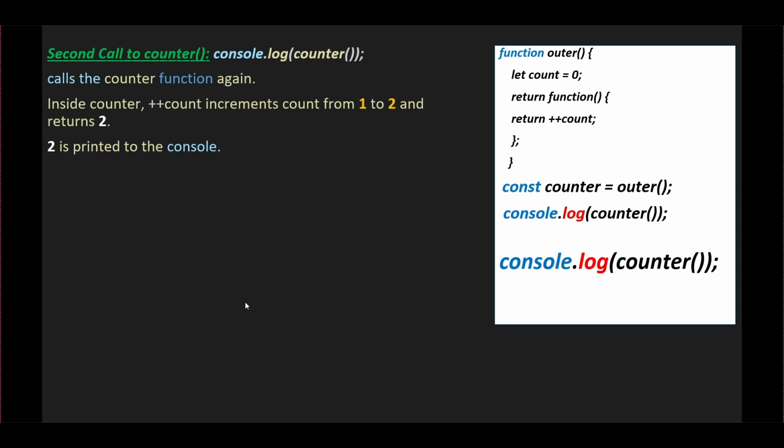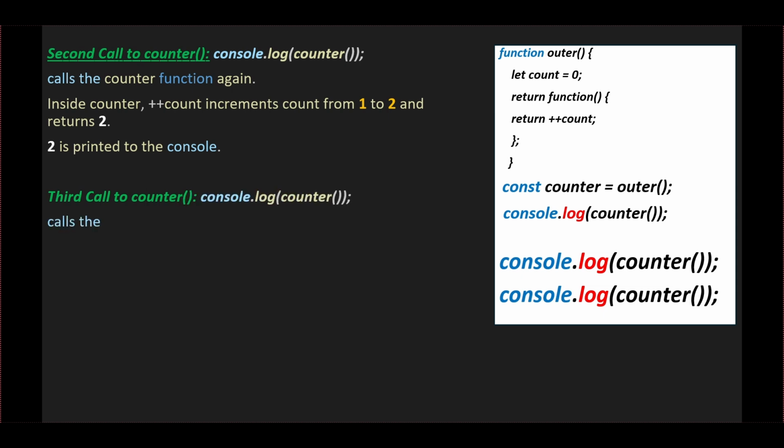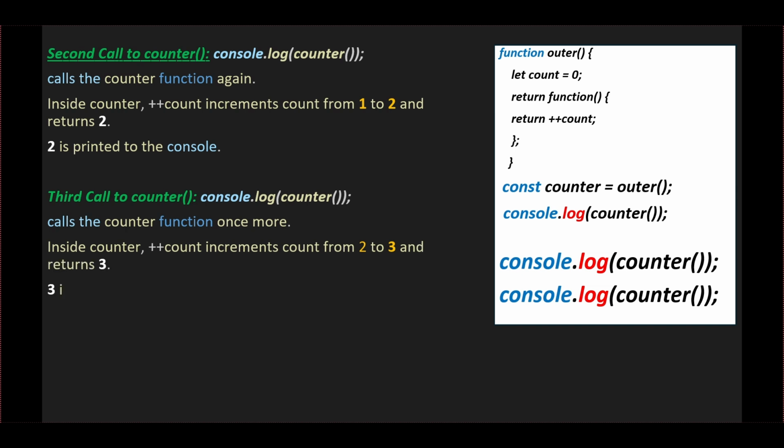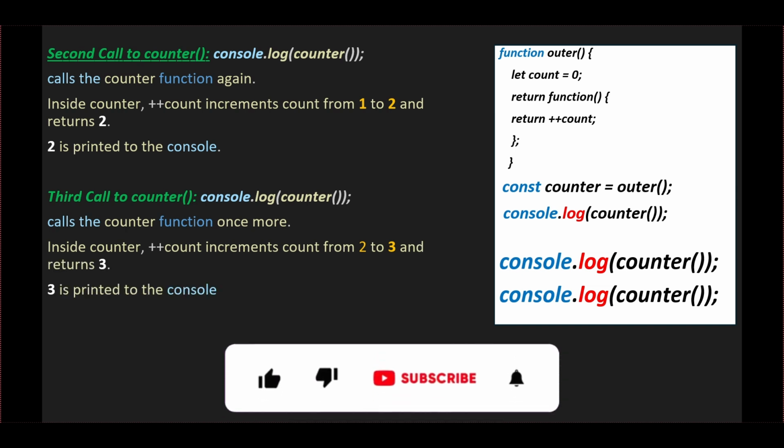And the next step is the third call to counter. Finally, let's call counter one more time. Again here ++count increments count from 2 to 3 and returns 3. So the third console.log statement prints 3 to the console.